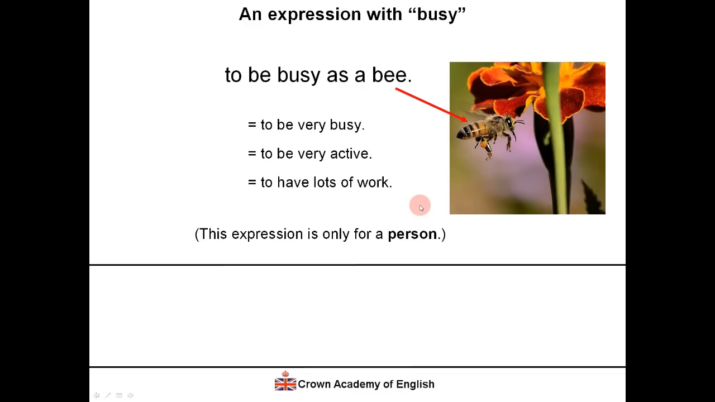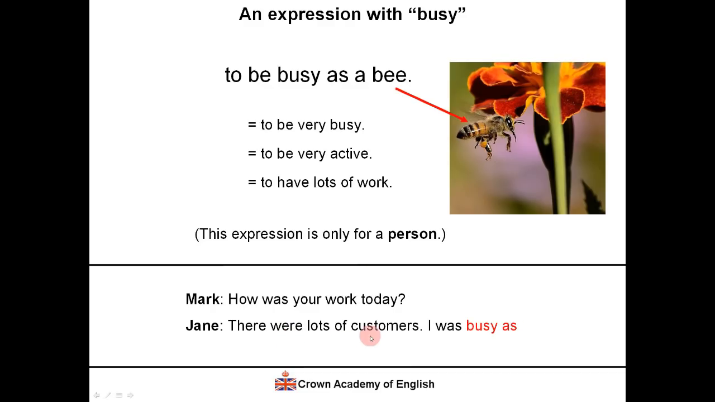So an example. Mark asks, "How was your work today?" And Jane replies, "Well, there were lots of customers. I was busy as a bee." So Jane is saying that she was very busy, she was very active, and she had lots of work because there were lots of customers. Okay, so this is quite a useful, funny expression. So if you're very busy, you can say, "I'm busy as a bee."